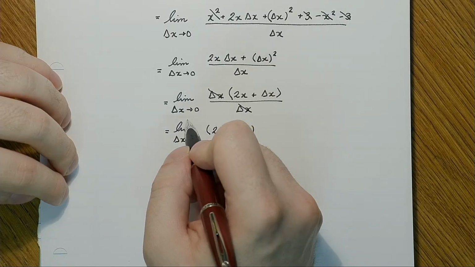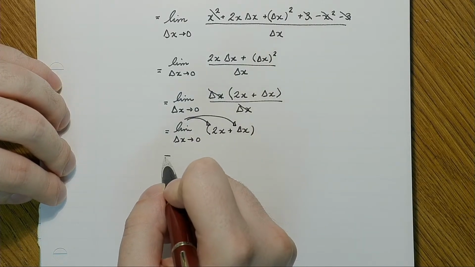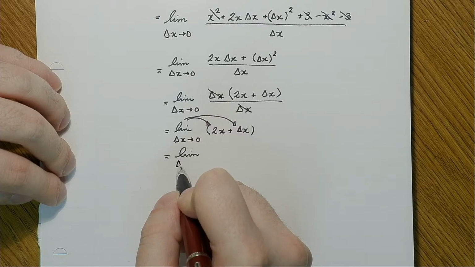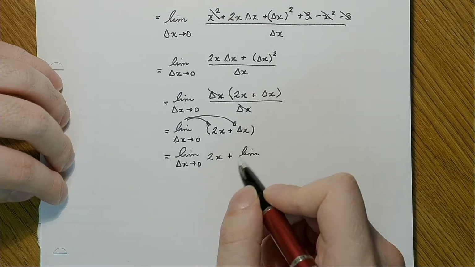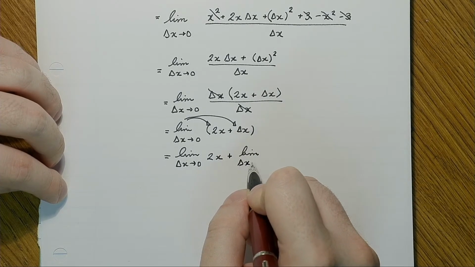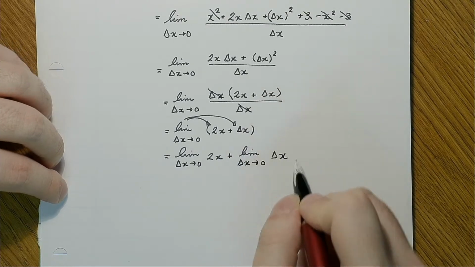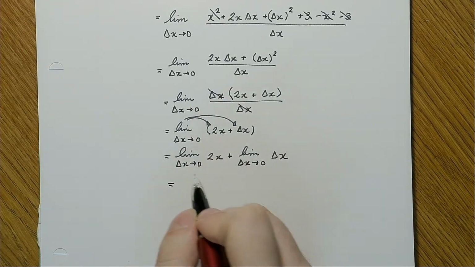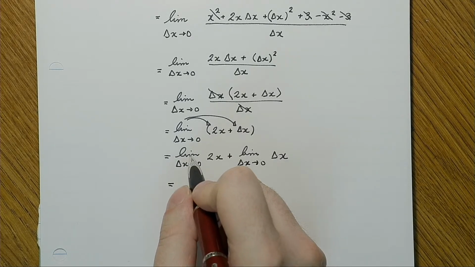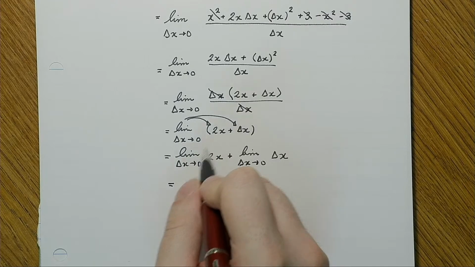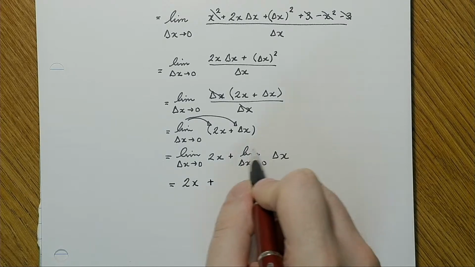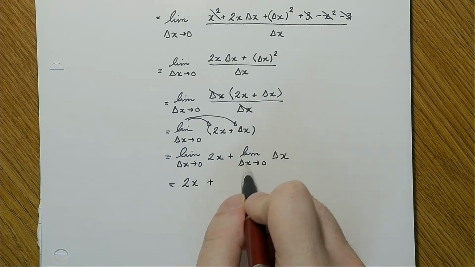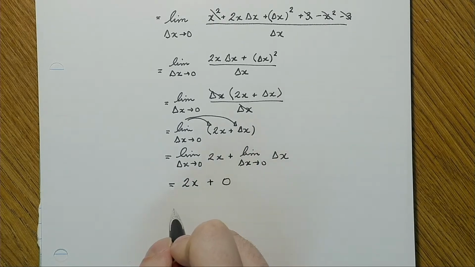If I wanted to be pedantic, I could apply my limit rules. There we go. We're almost done. Now I can stop writing it because I'm going to actually take the limit. So the limit as delta x goes to 0 of 2x. There's no delta x here, so I can just write that as 2x plus the limit as delta x goes to 0 of delta x. Well, that's just 0. And so now I'm done.